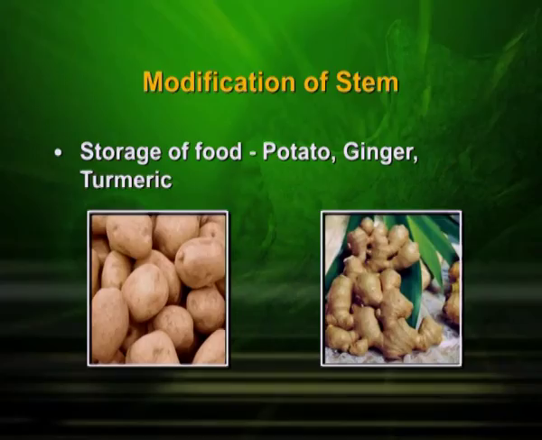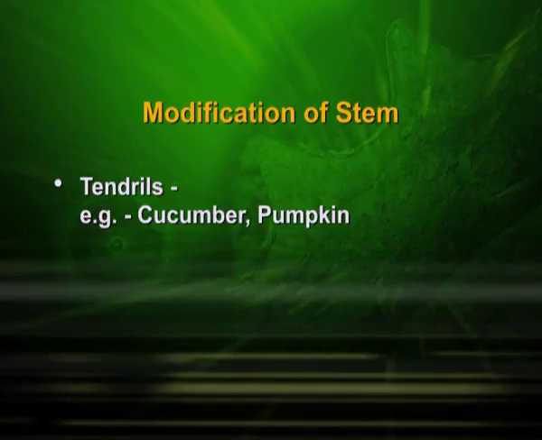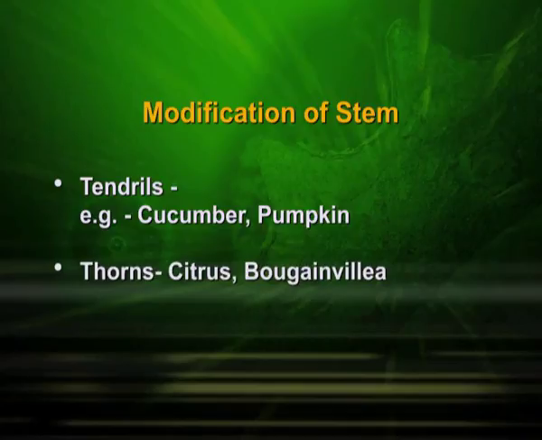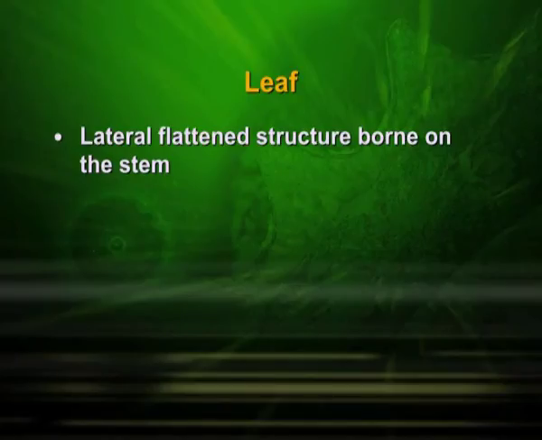For example, in potato, ginger and turmeric, we find that they are modified for the storage of food. In case of cucumber and pumpkin, the stem is modified into tendrils for the purpose of support. In case of citrus and bougainvillea, we find the presence of thorns which are responsible for defense purposes. The leaf. Leaf is the lateral flattened structure borne on the stem.